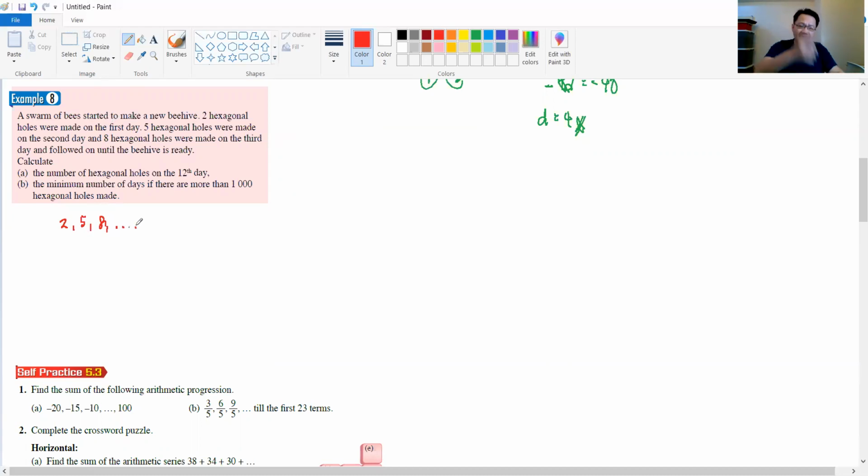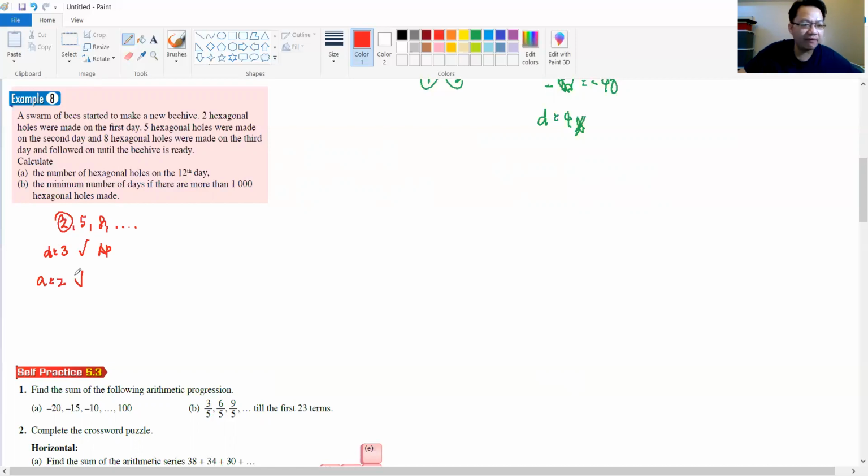Is this an AP? How to prove? Find the d. If the d is equivalent, therefore this is an AP, arithmetic progression. So d will be T2 minus T1, 5 minus 2 is 3. d is also T3 minus T2, 8 minus 5, also 3. So this is automatically an AP. Since d is 3, a is 2.